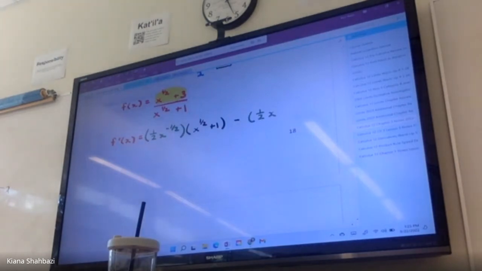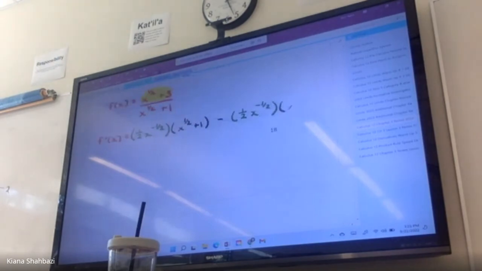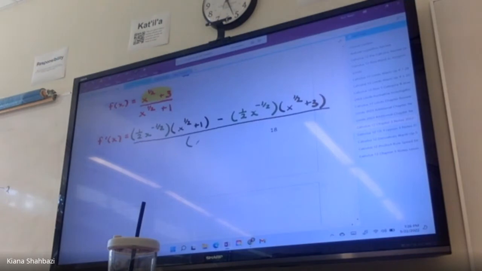Yeah, I'll just write this for now. And then we times that by the top, which is x to the 1/2 plus 3. Is that okay there? Derivative of the bottom times the top? And then what's the bottom going to be? x to the 1/2 plus 1 squared. Yeah, all squared, perfect.